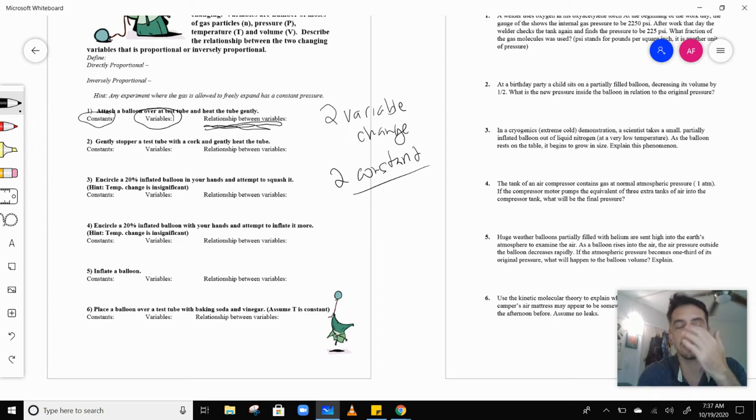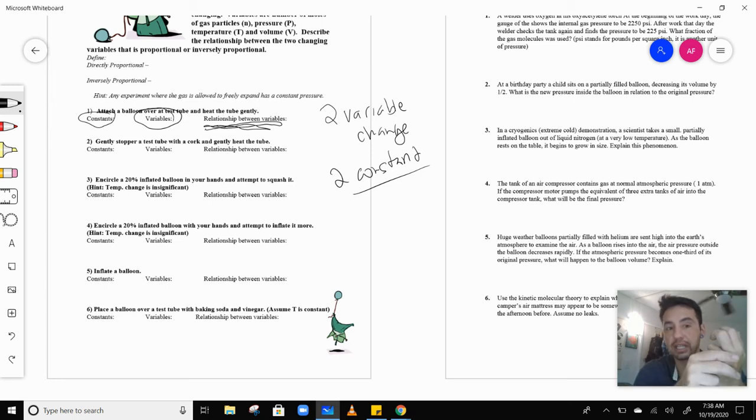So you're going to look over this. Typically, if we were in class, we'd actually do these experiments. However, we're not in class, so you just have to look at the situations and think about what's happening, and then describe which two variables are changing and which two are staying constant.